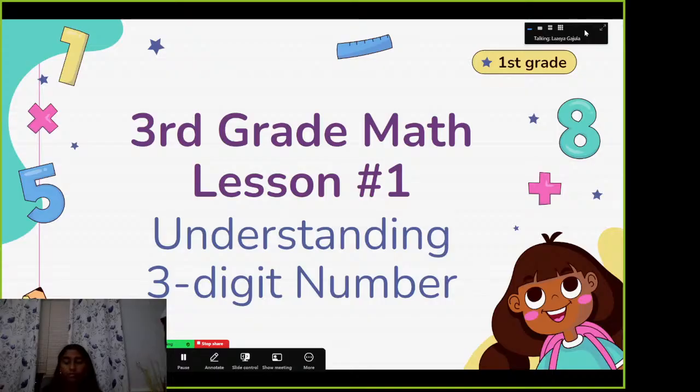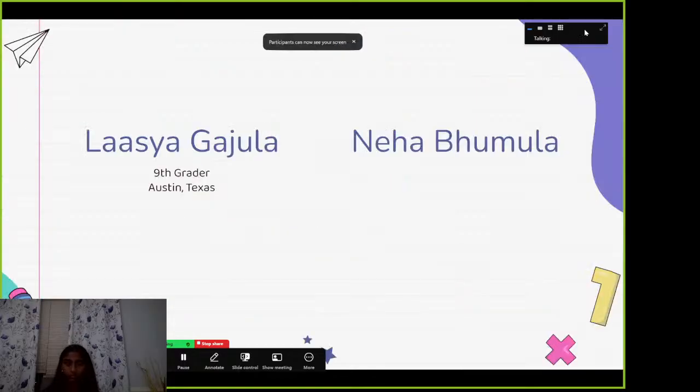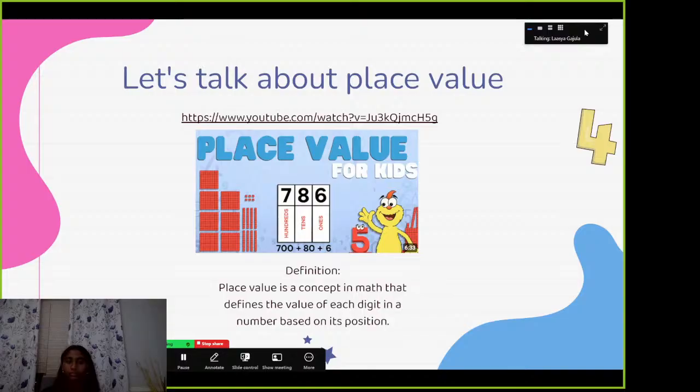Okay. So today, myself, Lasya Gajula, and Neha Bumla will be teaching understanding 3-digit numbers. So we can go to the next slide. Today we're going to talk about place value.